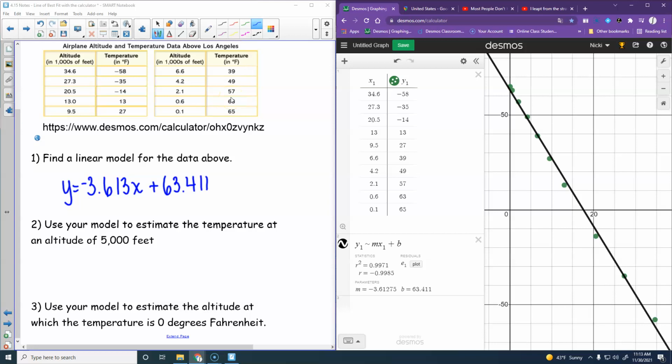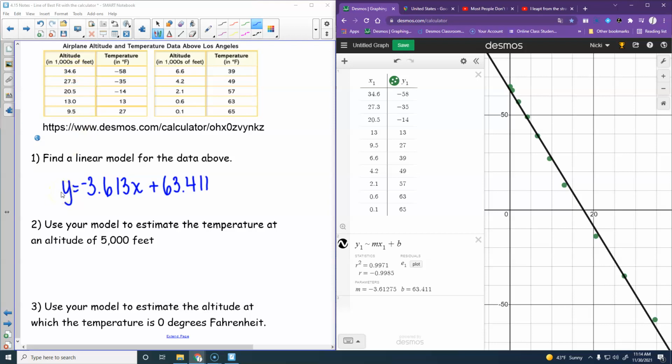Yes? Would you have to do like 5,000? No, this is the X. All right, so feet is altitude. Was that our X or our Y? It's X. We put it in the X column, right? This 34.6, that is altitude. But it is in thousands of feet. So what number should I use when I'm plugging it in?